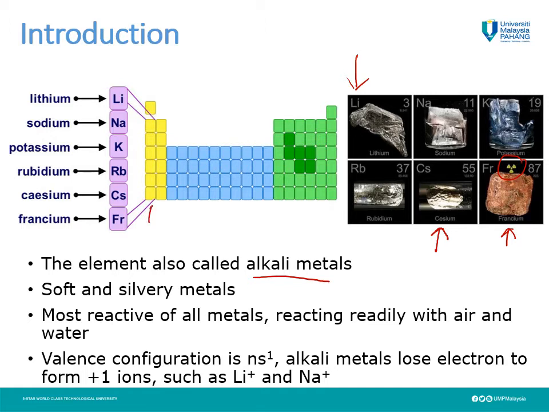Group 1 is located at the very left side of the periodic table, and it is the most reactive of all metals, reacting readily with air and water. The valence configuration is ns1. Alkali metals lose an electron to form +1 ions, such as Li+ or Na+.